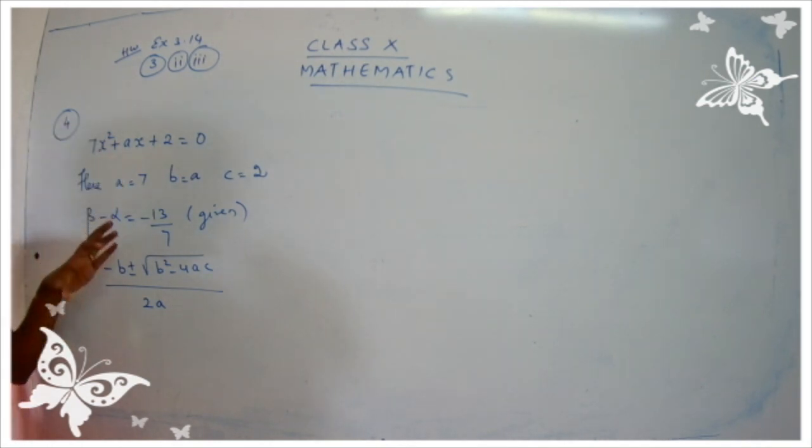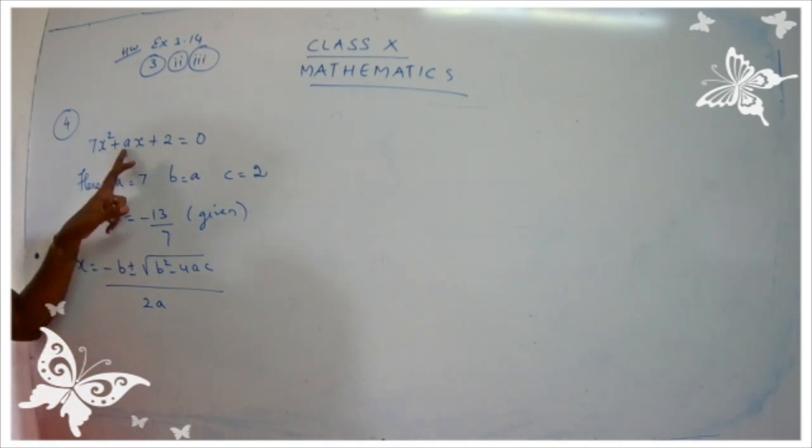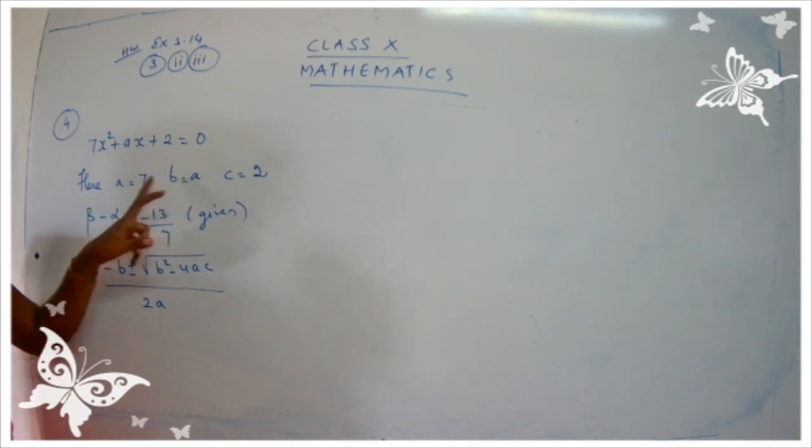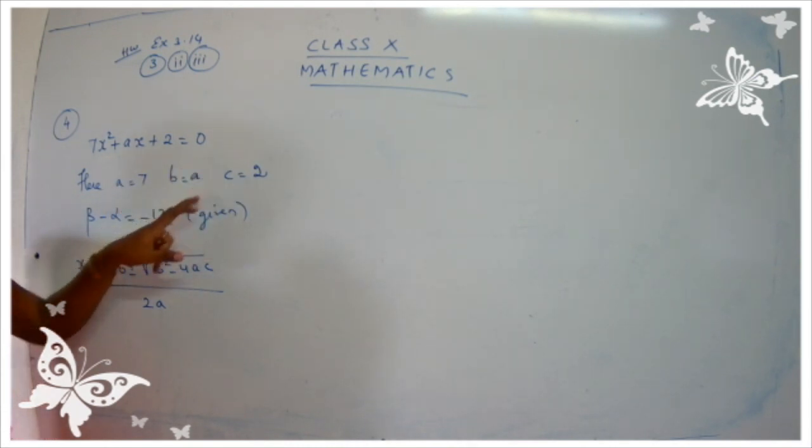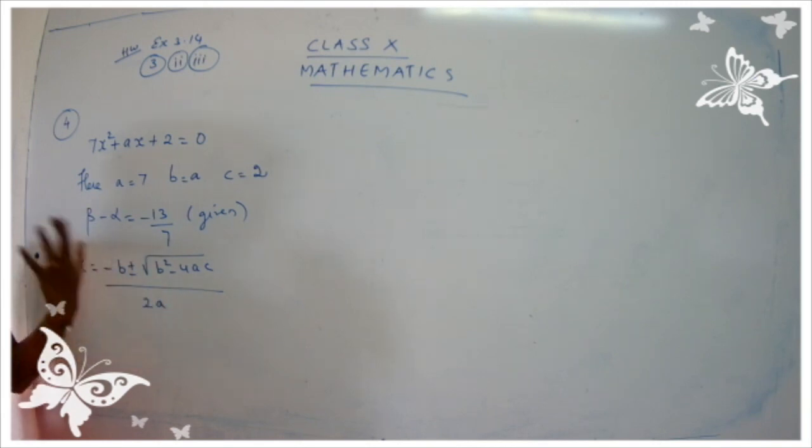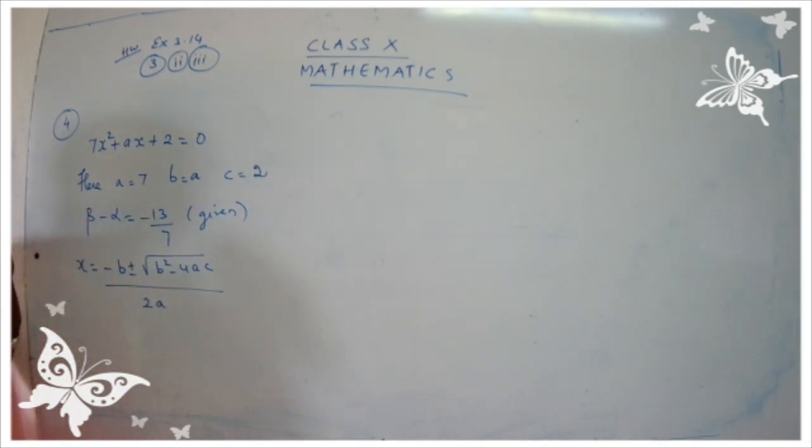Here it is not possible to find out alpha plus beta and alpha beta directly, because here one value is unknown. Can you see here? Instead of having a number, I am having an unknown value a. So I cannot find out the value for alpha plus beta, and also I cannot find out the value for alpha beta. So I am just going to use the quadratic formula. What is the formula? It's minus b plus minus square root of b square minus 4ac upon 2a.